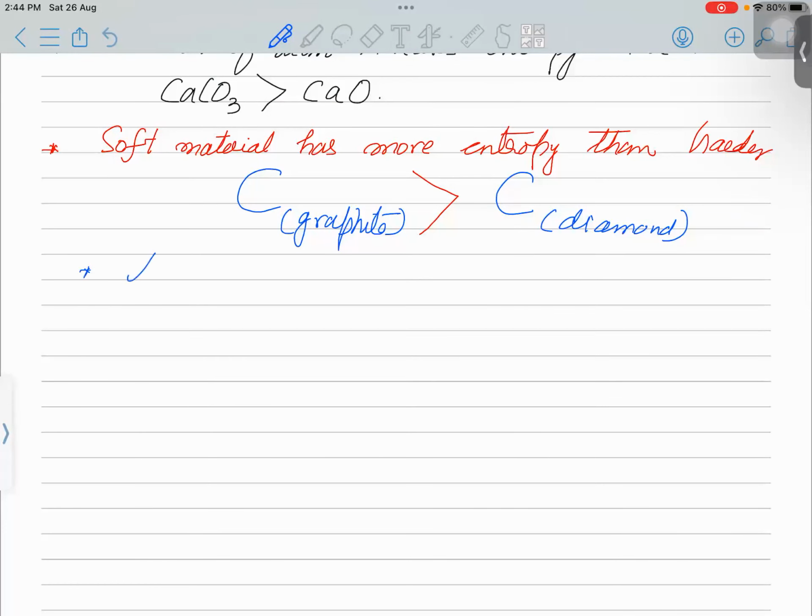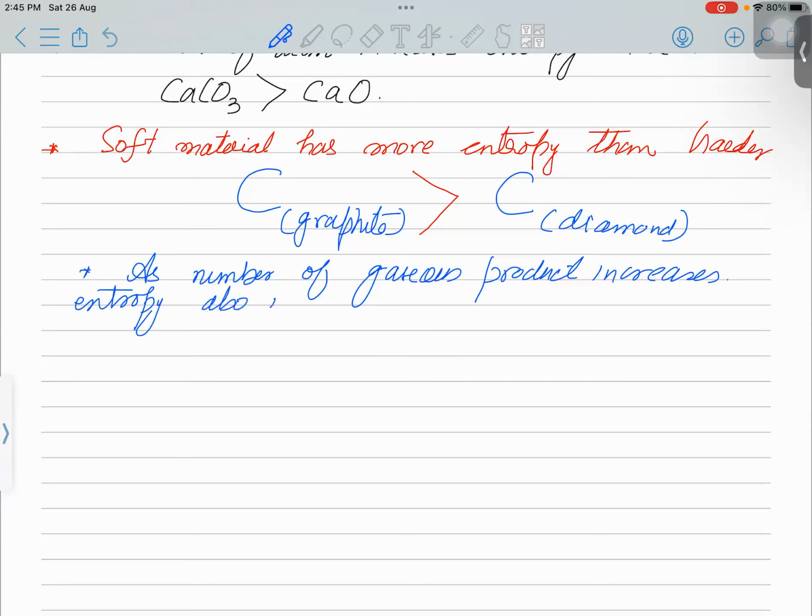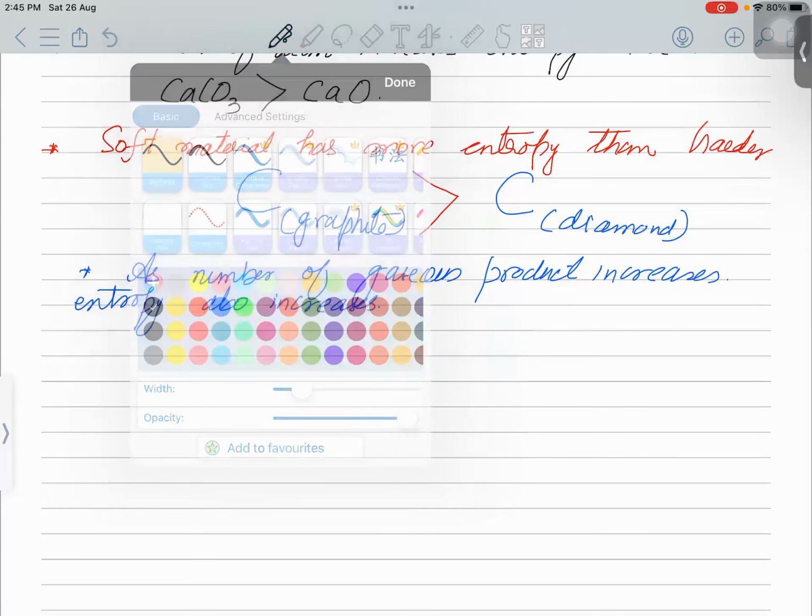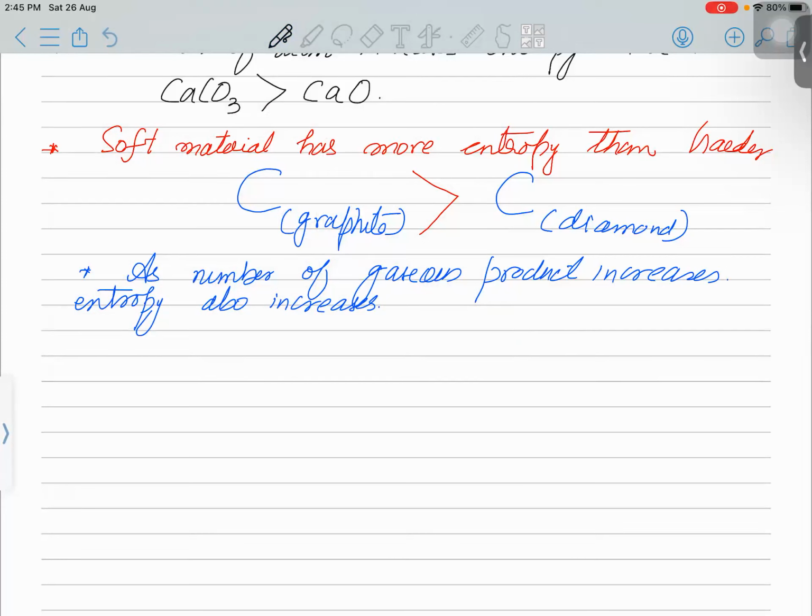Next point. As number of gaseous products increases, entropy also increases.